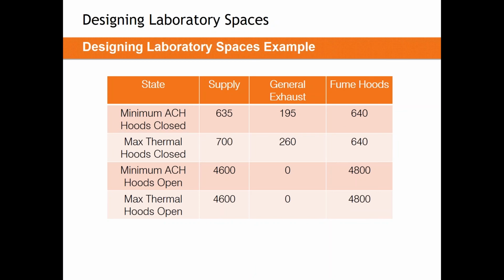So in the first condition, with minimum air change rate and our hoods closed, we need a total of 835 CFM of exhaust air. Remember, we calculated that earlier, meaning with a 200 CFM offset, we need 635 CFM of supply air. When thermal loading kicks in, we're going to need to up that to 700 CFM, meaning we're going to have to ramp up our total exhaust.